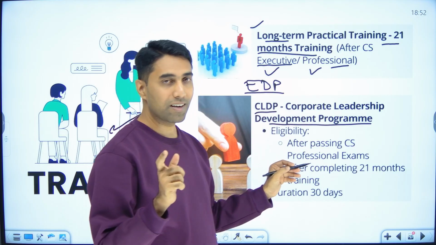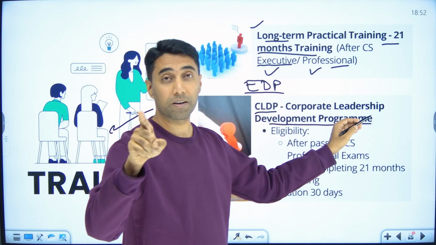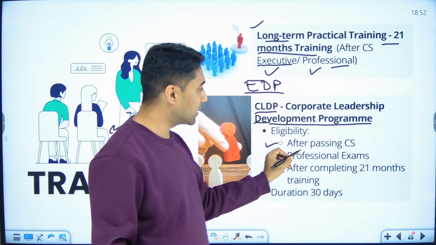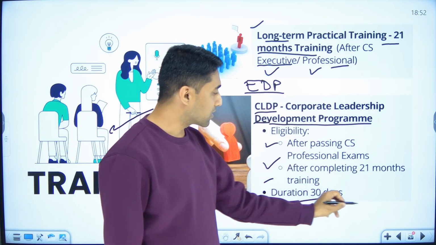And before you do that, you have to go for a corporate leadership program. You are going to be a leader in the corporate world. So, corporate leadership development program. After passing the CS professional exam, after completing 21 months training, this is 30 days.